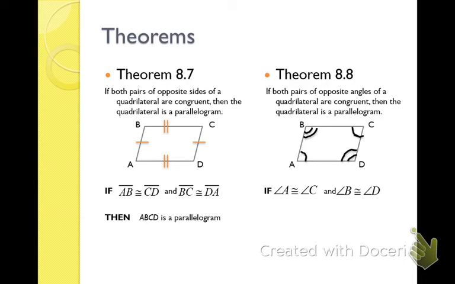Same thing with the angles. Opposite angles are congruent. Remember, opposite angles aren't next to each other. These aren't opposite. B and D are opposite, and A and C are opposite. If the opposite angles are congruent, then we know we have a parallelogram.